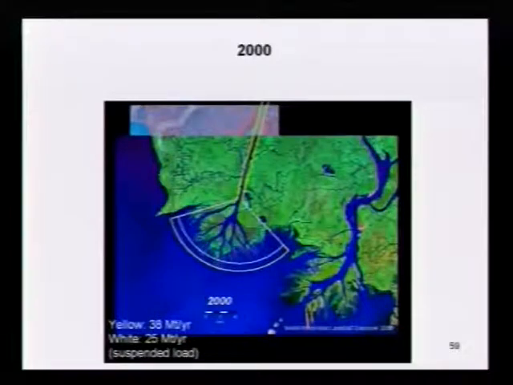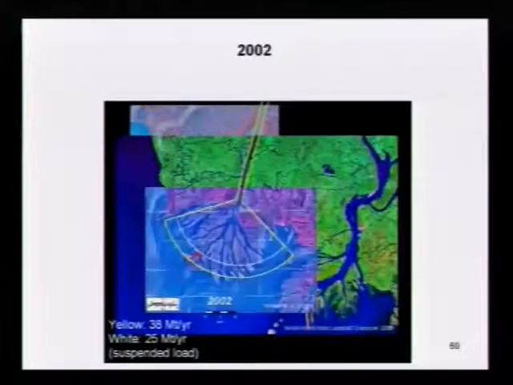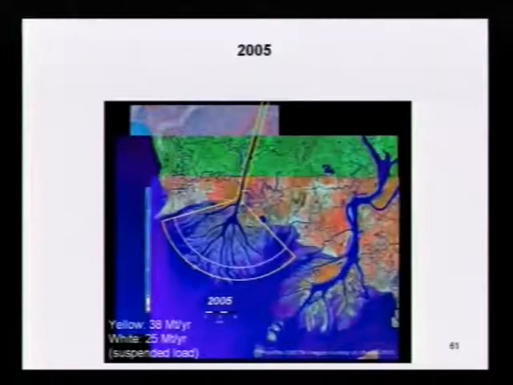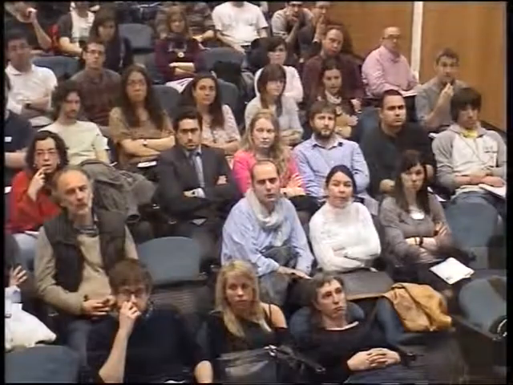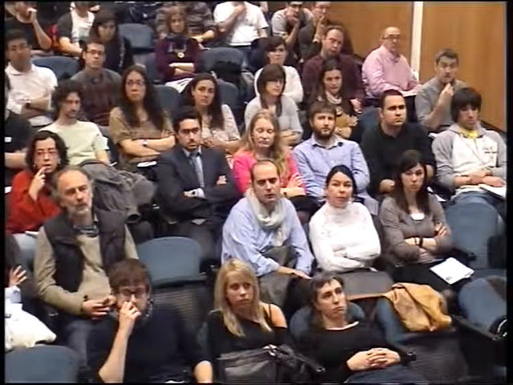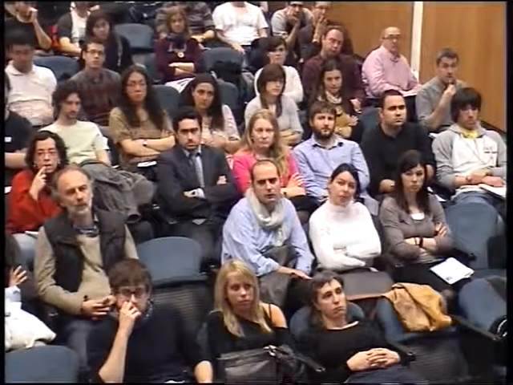This is in 2000, 2002, and 2005. And I am very proud to tell you that the parameters in the model have not been heavily calibrated. We were able to get independent values for most of the parameters from similar sites, which, because the sites were dynamically similar, turned out also to work reasonably well for this site.